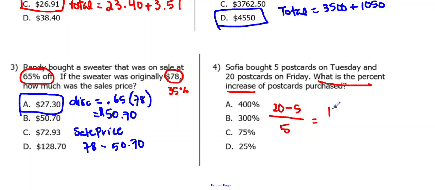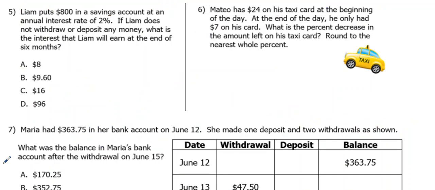All right, so I get 15 over 5, which equals 3, which then I have to change to a percent by moving my decimal 2 spaces to the right, so I get 300%. All right, so my answer is B. Remember, if you double something, it means you went up 100%. Okay? So don't be afraid when you see 300% and think that's weird, because it's very, very possible.